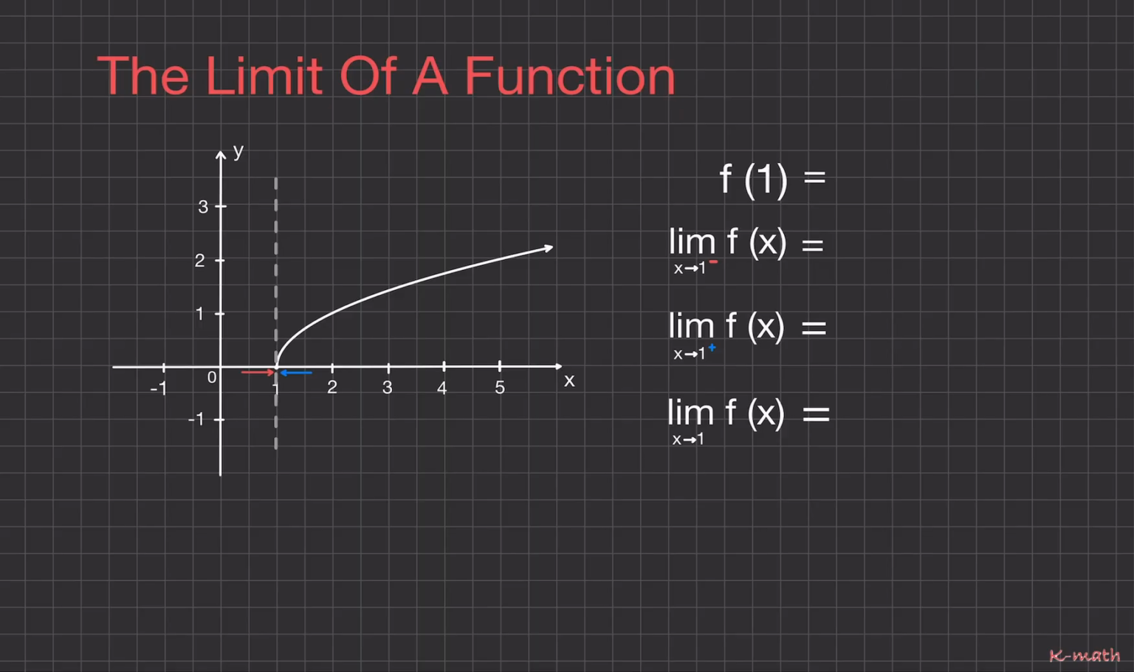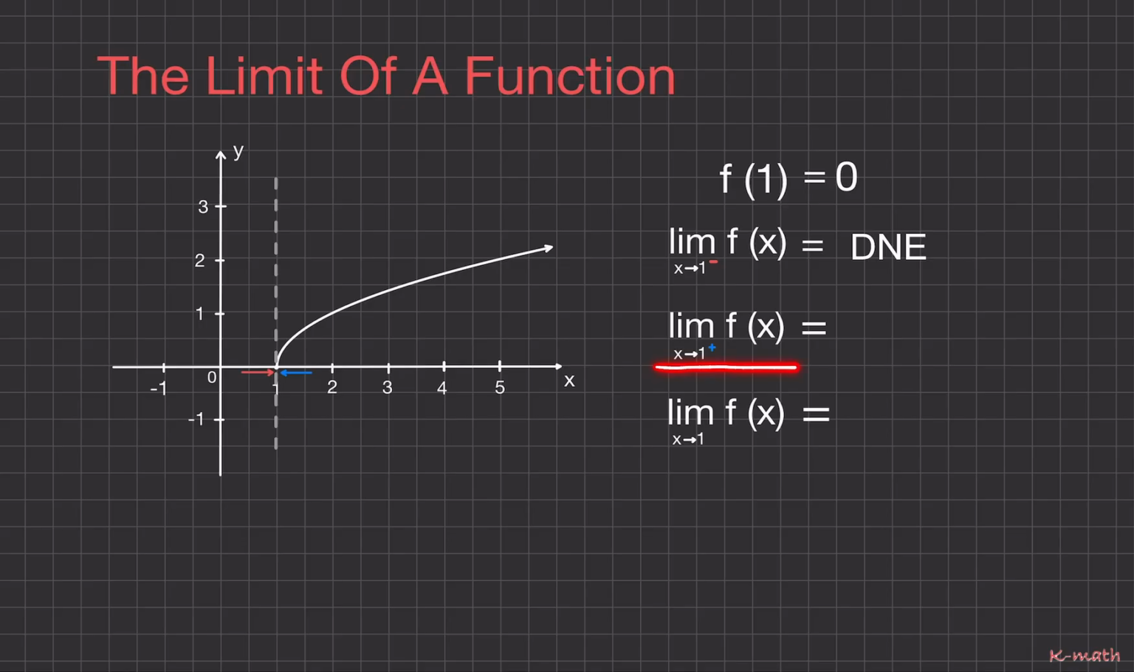Now, this one's a little different. The graph only exists on the right side of x equals 1. It actually starts right here. So we say f of 1 equals 0. Let's look at the limit from the left. There's no graph coming from the left side. So the limit as x approaches 1 from the left does not exist.